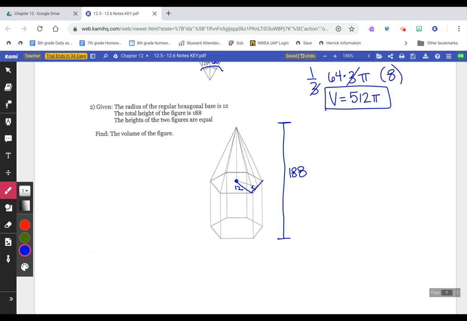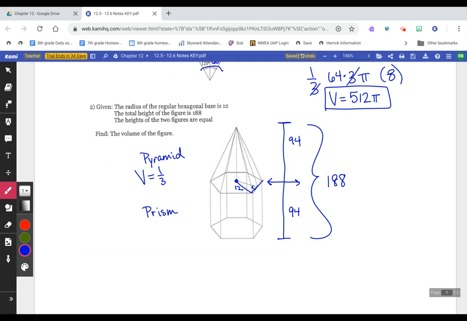And the heights of the two figures are congruent. So that means from here, if we split that up, 188 divided by 2 gives you 94. So this is 94, and this part is 94. Okay, and maybe, so it's not confusing, we'll write it like that. Okay, so we have two different figures going on here. We have a pyramid, and we have a prism. So we need to find the volume of both of them.